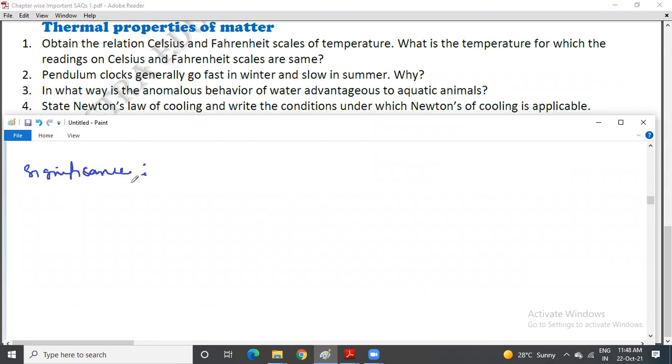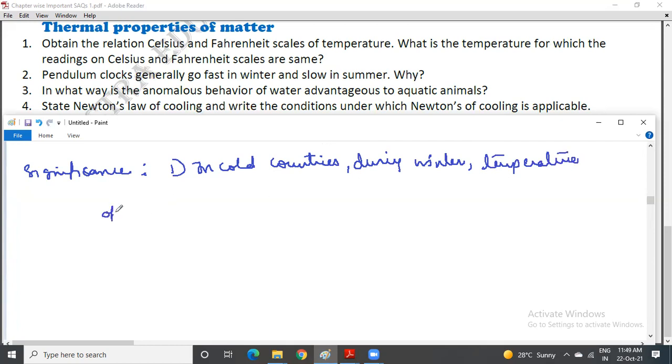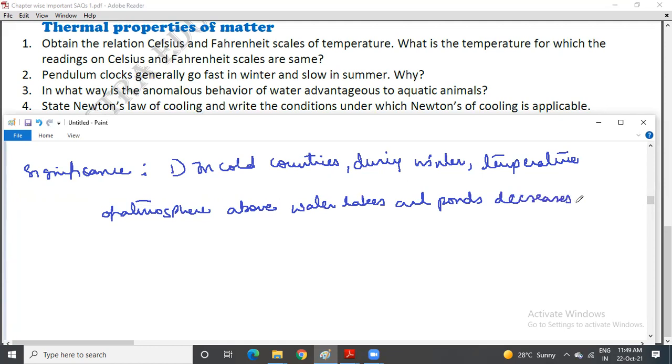First point. In cold countries, during winter, the temperature of atmosphere above water lakes and ponds decreases much below 0 degree centigrade. At this time, what happens?